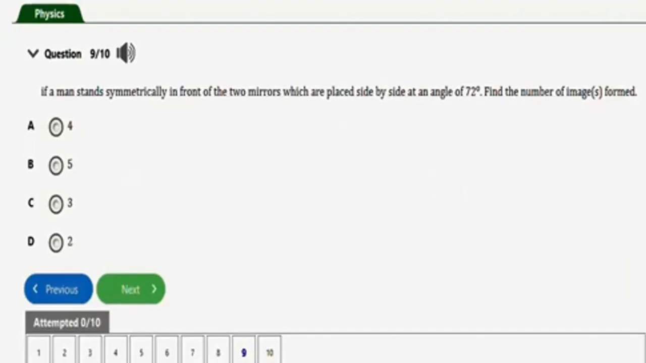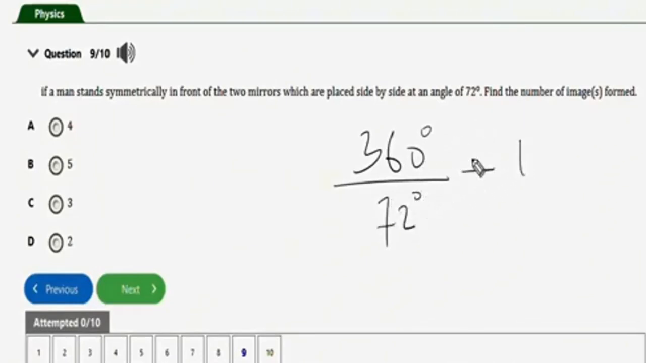So to solve this question, when you want to get the number of images formed, the formula we apply is 360 degrees over the degree of the angle given in the question, minus 1. Here we have 72 degrees. Had the degree of the angle given here been 30 degrees, what would have been put here would be 30. Had it been 45, what would have been put here to replace 72 would have been 45, in that order. But here we have 72 degrees, so we are working with 72.